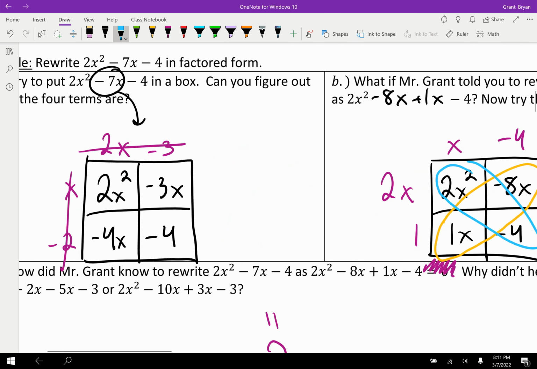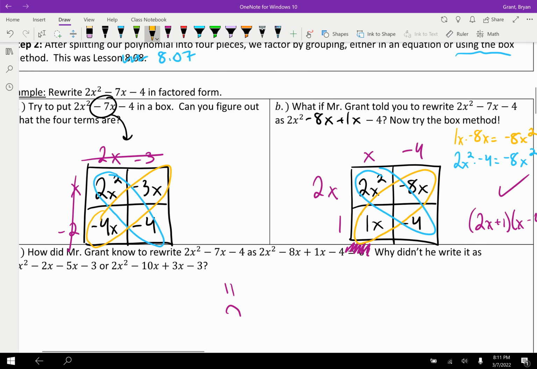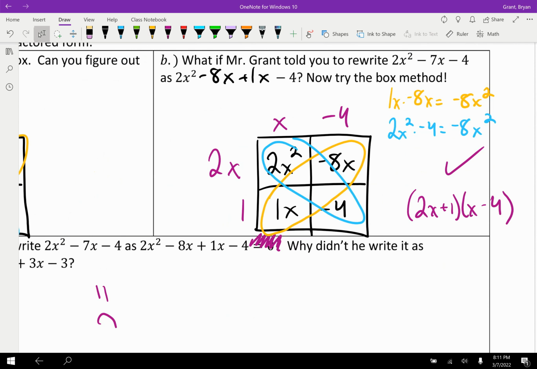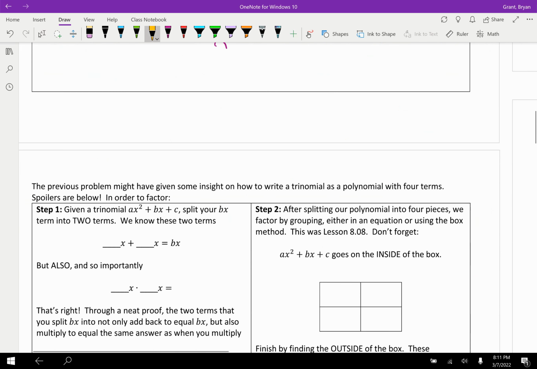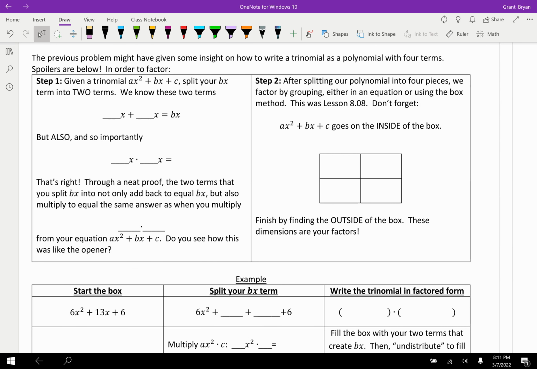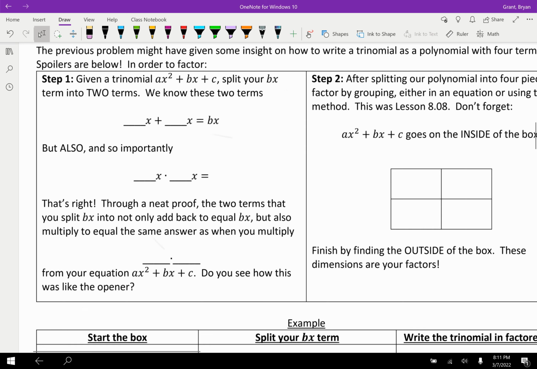If you had tried that over here, this one would certainly equal negative 8x squared, but this one, 4 times 3, would equal 12x squared. Different numbers. Do you think that's it? And it turns out that, yeah, that is it. There's actually a proof that says in a perfect rectangle, the diagonals are always going to multiply to equal the same number. And so that actually gives us the last piece of the puzzle to split a trinomial into 4 terms. So let's take a look.